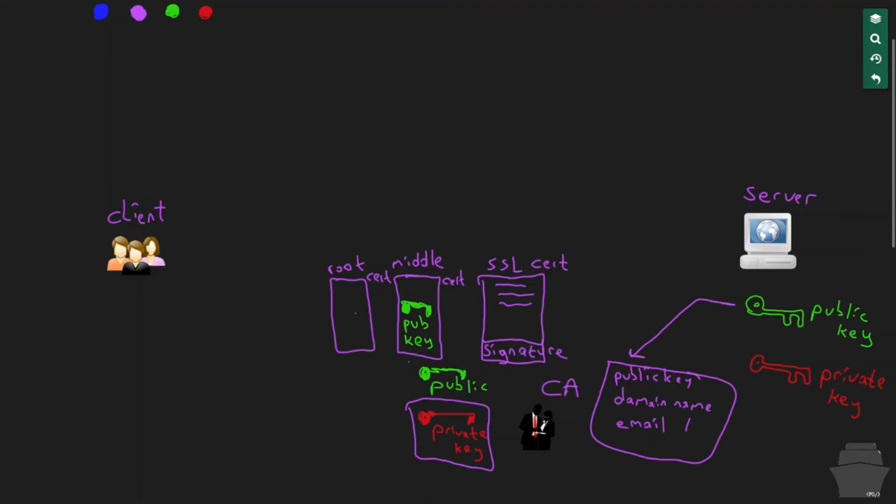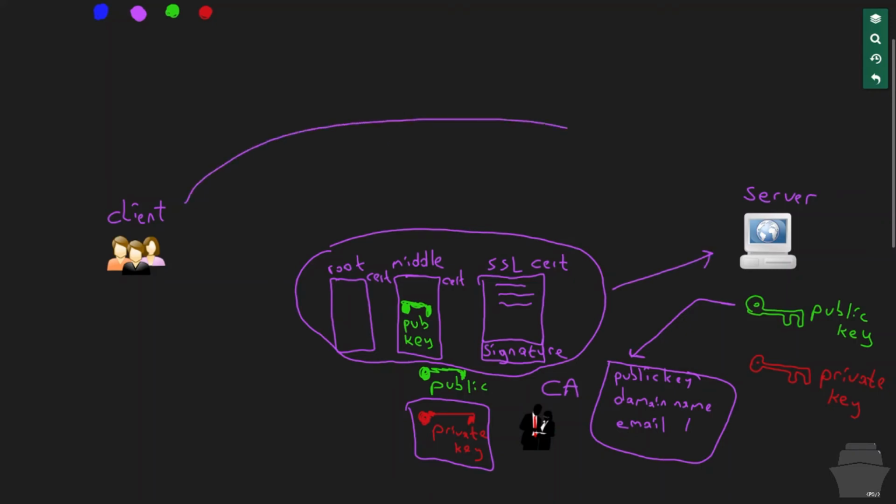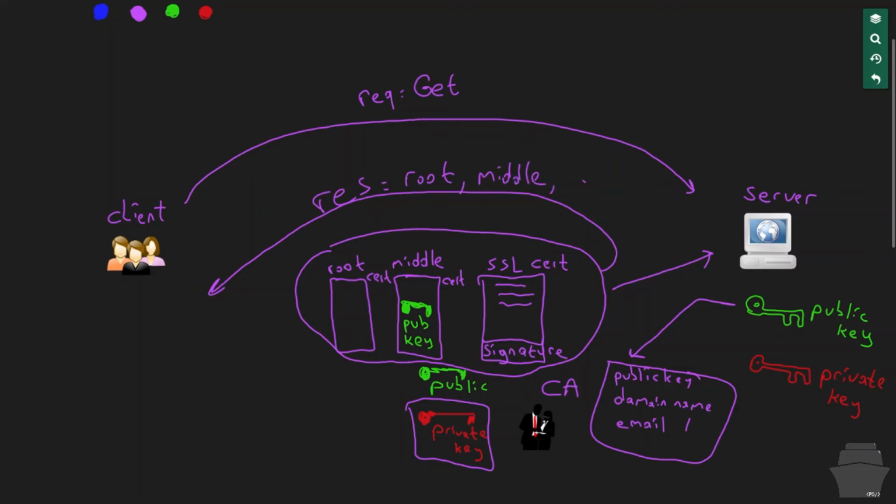Let's play this scenario step by step. The certificate authority sends all these three certificates to the server. The client sends a GET request to the server. The server says, hey buddy, wait. First get these certificates and validate all the stuff. It responds back with the three certificates to the client. Let's write root, middle, SSL.